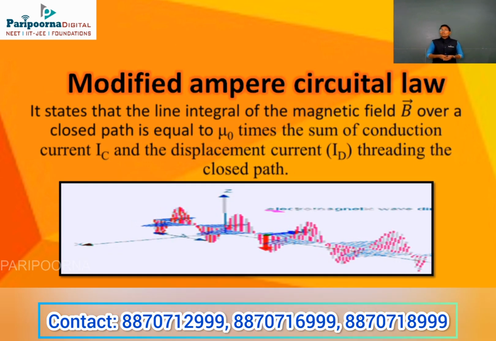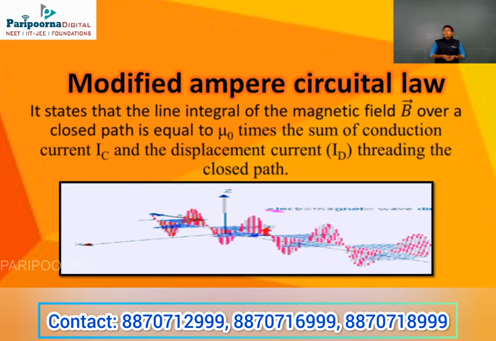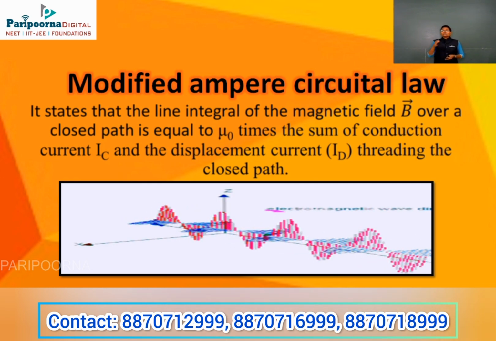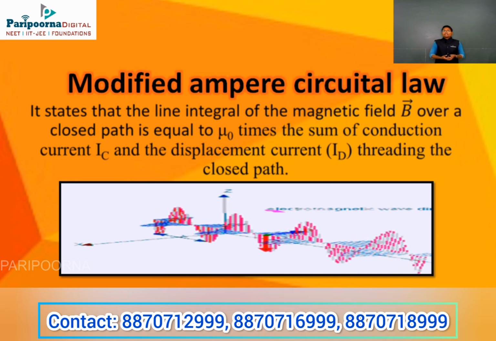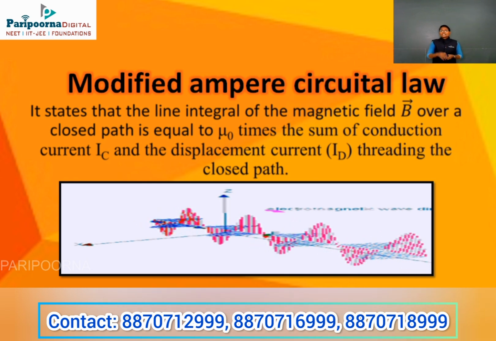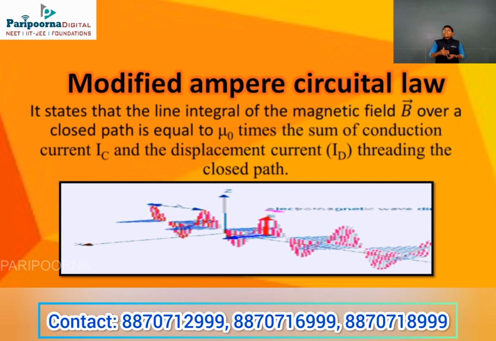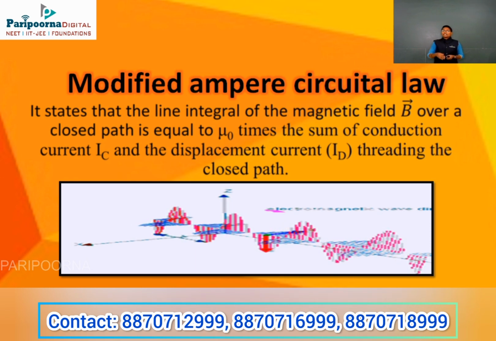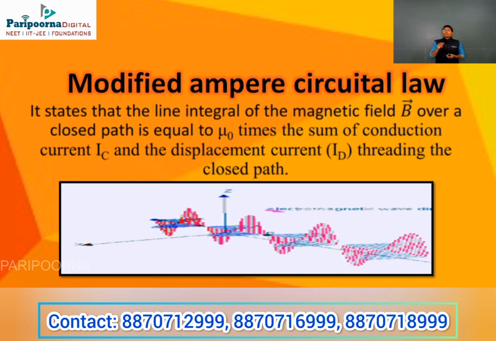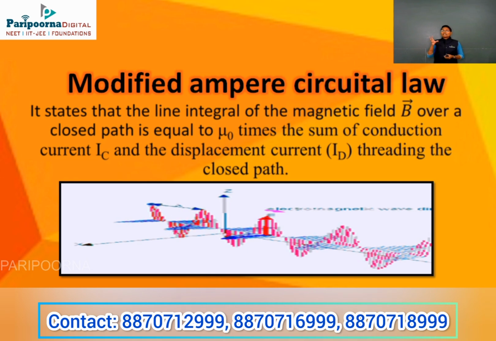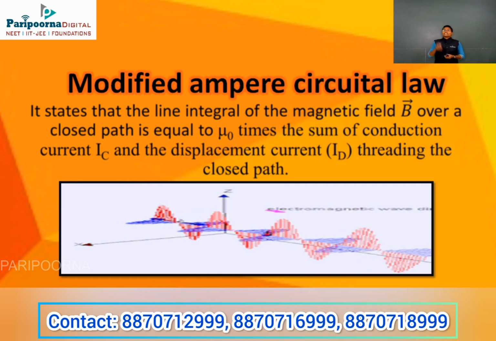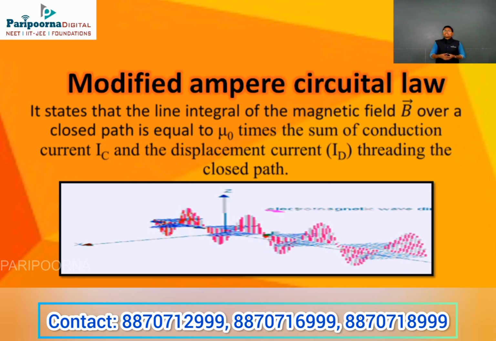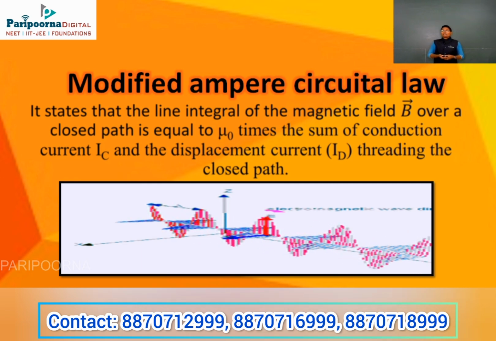Here comes the modified Ampere circuital law. In lower classes we studied the Ampere circuital law; here we are going to see the modified Ampere circuital law. It states that the line integral of the magnetic field B over a closed path is equal to mu naught times the sum of the conduction current IC and the displacement current ID threading the closed path.